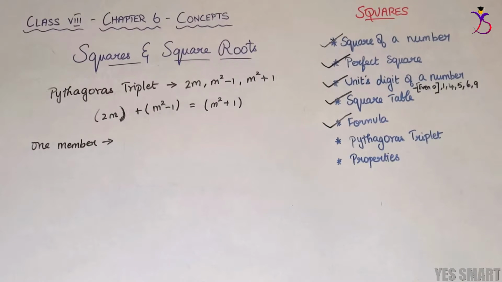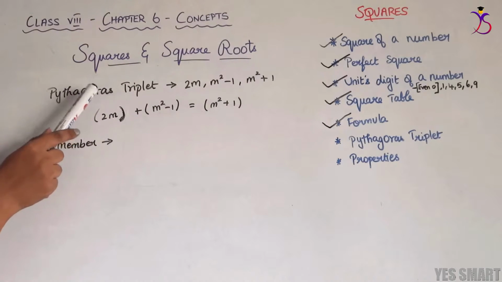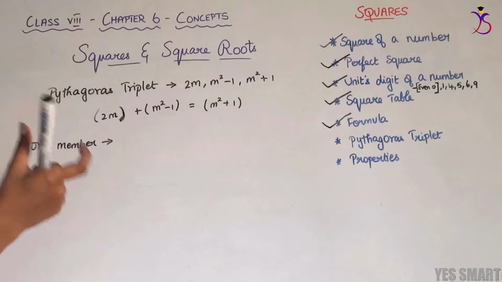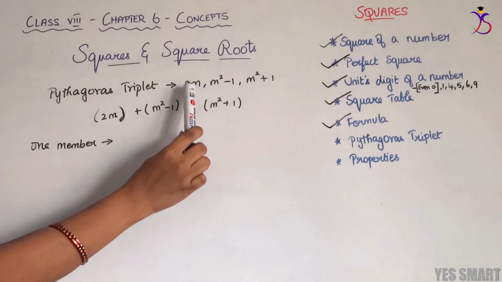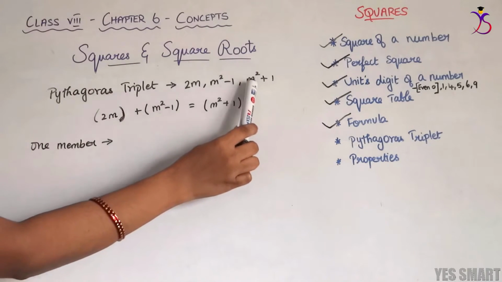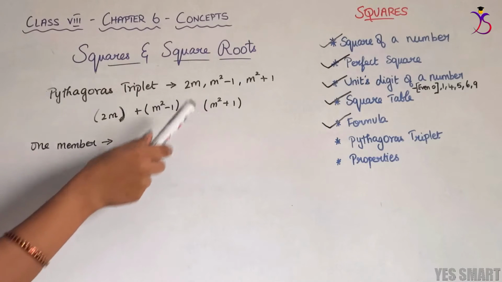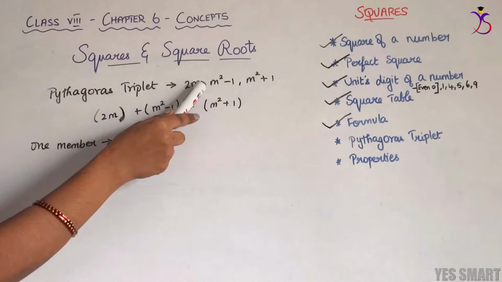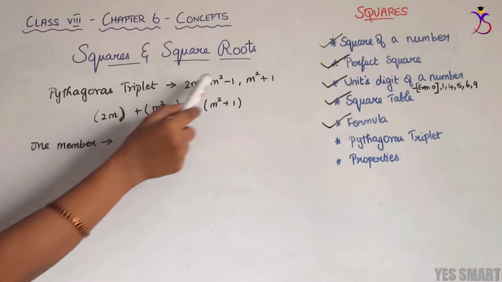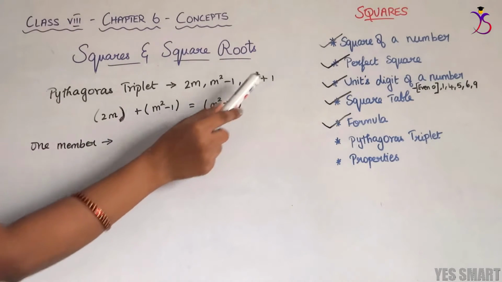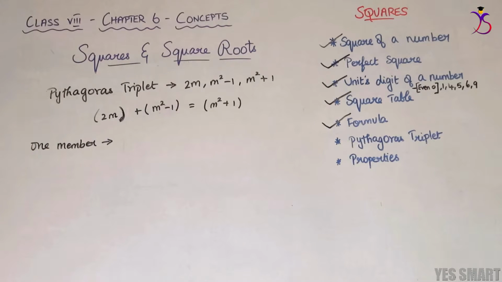The next topic which we are going to discuss is Pythagoras triplet. That means the three numbers will be in the form of 2m, m square minus 1, m square plus 1. Such triplets are called Pythagoras triplets. The relation between these is that the sum of two numbers gives the third number, that is 2m plus m square minus 1 gives us the third number, which is m square plus 1.